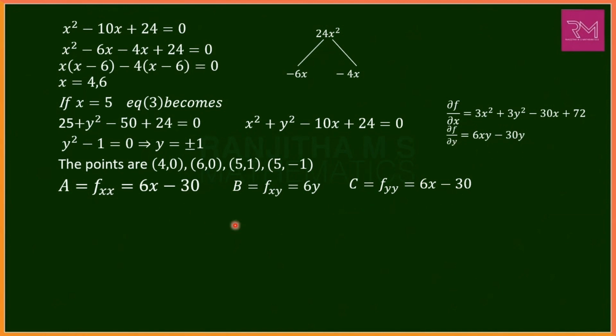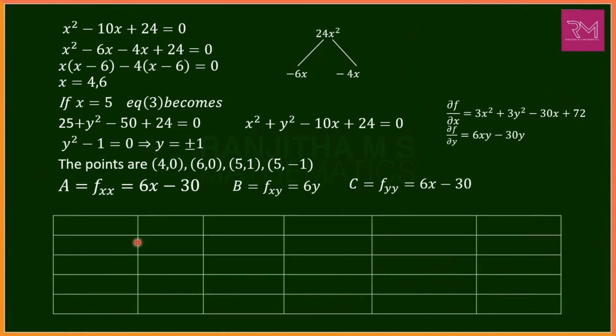After obtaining ABC, we have to construct a table containing 6 rows and 5 columns. Since we have 4 points, take the points as (4, 0), (6, 0), (5, 1), (5, -1). ABC values we have to find and AC minus B square values we have to find. To find A value, substitute x as 4 and y as 0 in A. Hence we get 6 into 4 is 24 minus 30 is minus 6, which is less than 0.